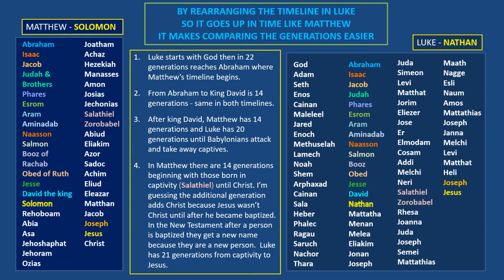In Matthew, there are 14 generations, beginning with those born in captivity with Salathiel, until Christ. I'm guessing the additional generation adds Christ because Jesus wasn't Christ until after he became baptized. In the New Testament, after a person is baptized, they get a new name, because they are a new person. Luke has 21 generations from captivity to Jesus.